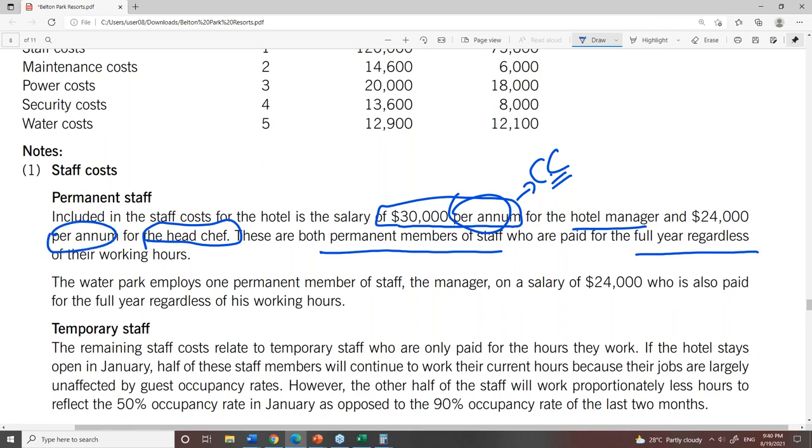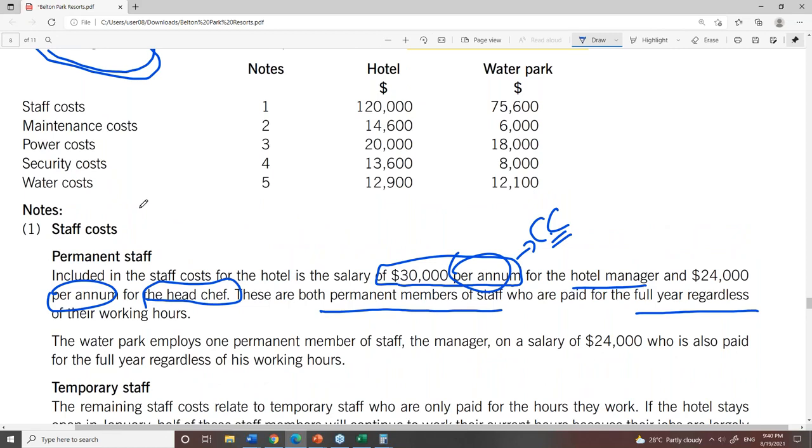Now, if you open in January, you will not save on this cost because it's a committed cost. You have to pay them regardless of their working hours and regardless whether you open in January or not. This means this is not a relevant cost for staff. This cost of staff is not relevant for your decision making here. Getting the point? I hope this is clear to all of you.